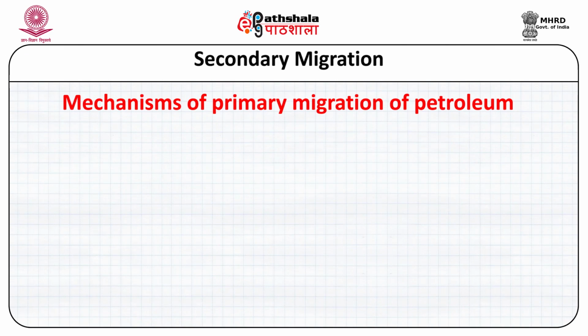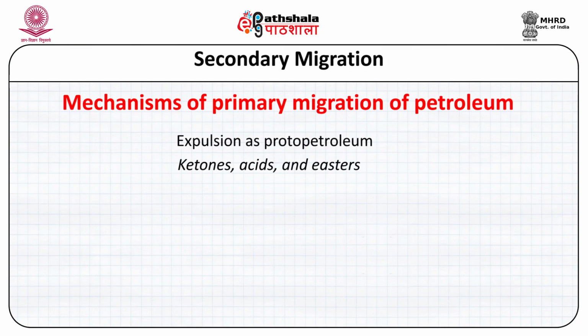The first model that came into existence is a concept called Proto Petroleum. Now, what is Proto Petroleum? They are saying that the hydrocarbon molecules do not move like a petroleum or oil molecule, but they exist in the form of esters, ketones, acids, and they consider that the initial form of petroleum, what they call Proto Petroleum.